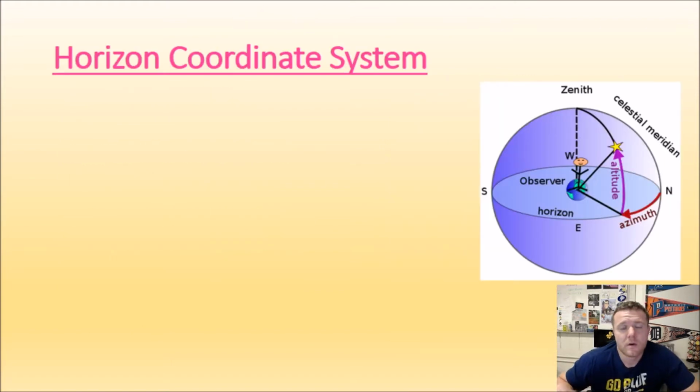The coordinate system that we're going to look at today is called the horizon coordinate system. And if you guess what that is based on, it should be pretty obvious. It's based on our horizon here on planet Earth.